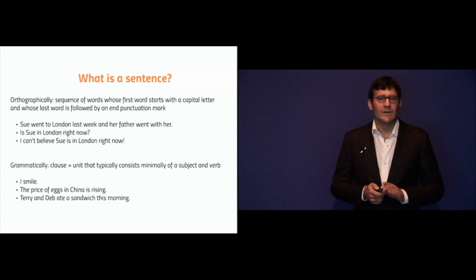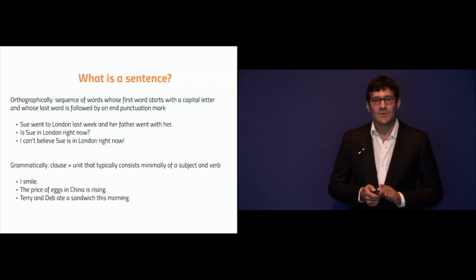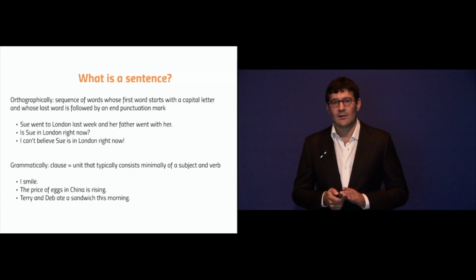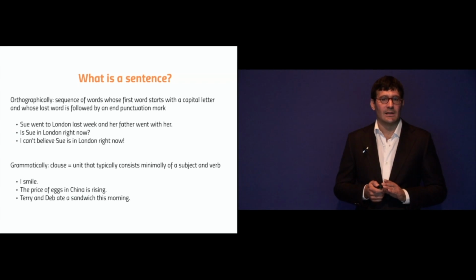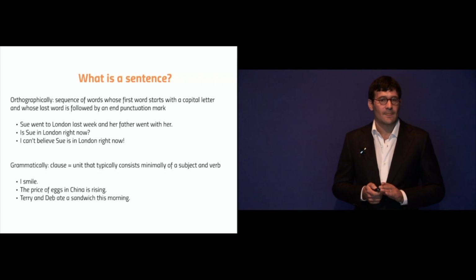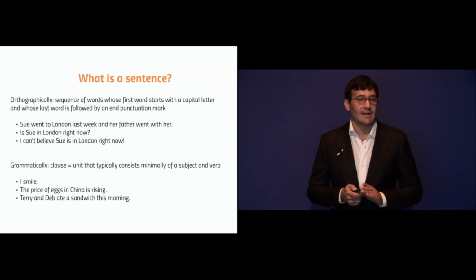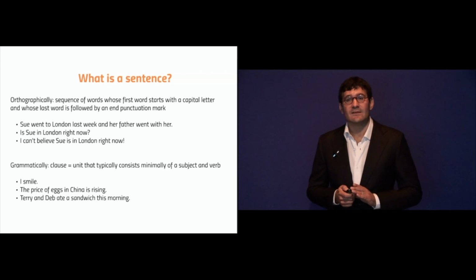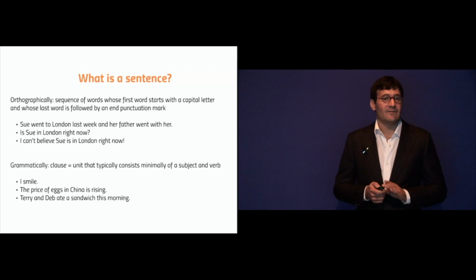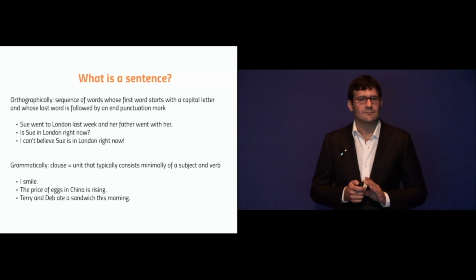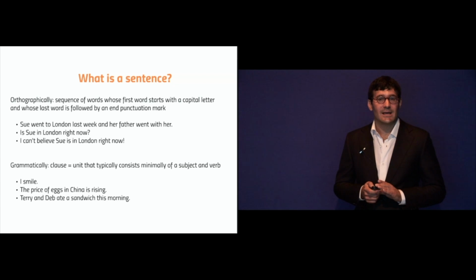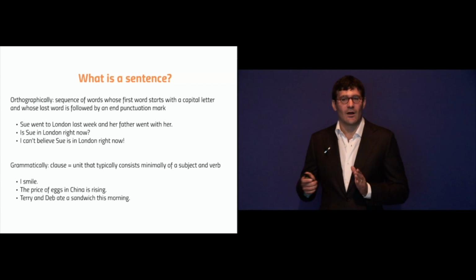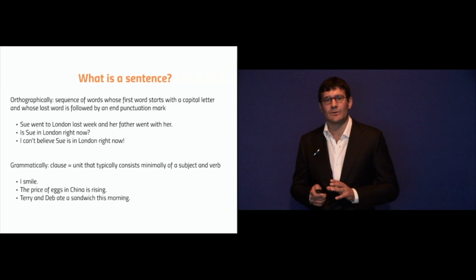Grammatically, however, we need to introduce the notion of a clause to explain what a sentence is. And a clause, at least for our purposes here, is a unit that typically consists minimally of a subject and a verb. So, I smile, subject I, smile verb. The price of eggs in China is rising. The price of eggs in China, subject unit, is rising, the verb. Terry and Deb ate a sandwich this morning. Terry and Deb, subject, ate, verb. And obviously there are other things that come after that, right? But we won't get into those right now.